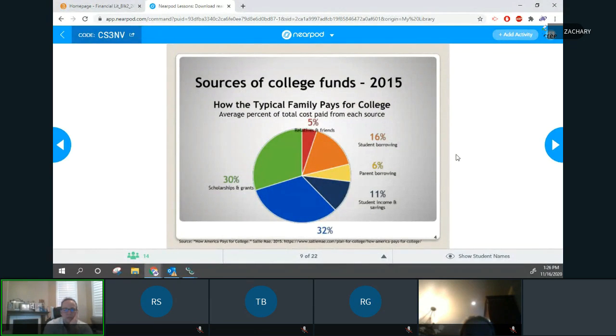Okay, so 30% of them are paying through scholarships or grants. Relatives or friends paying 5%. Student borrowing. So somebody said, I don't want to go into debt. About 16% of the people that go to college are borrowing. Okay. Parents borrowing is about 6%. Student income and savings.